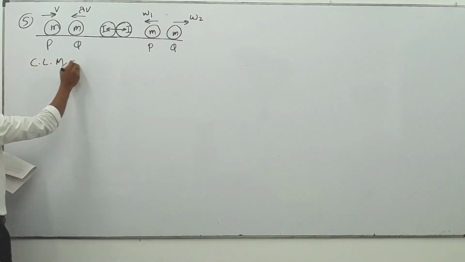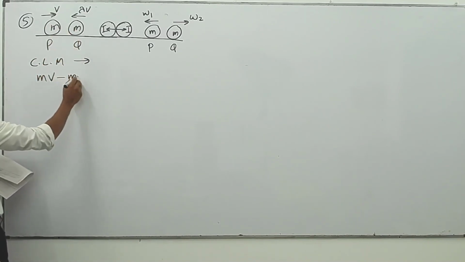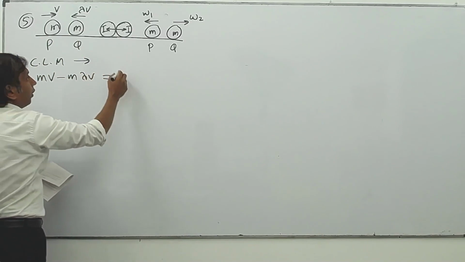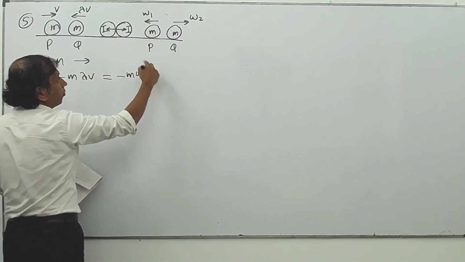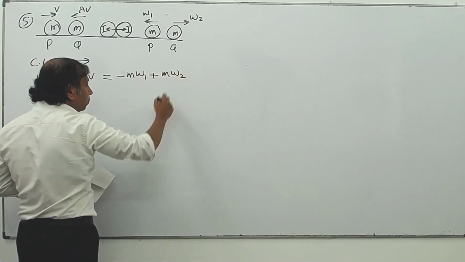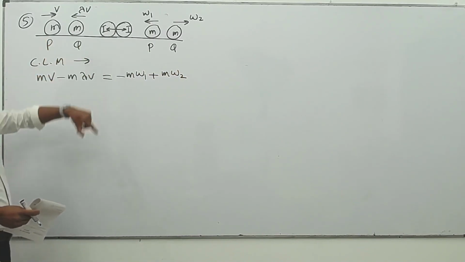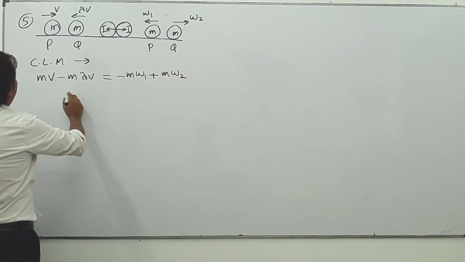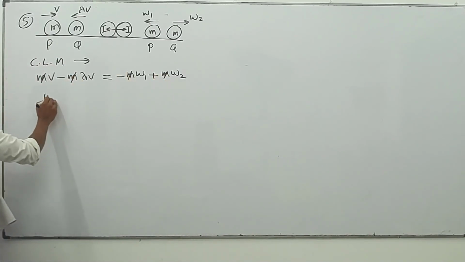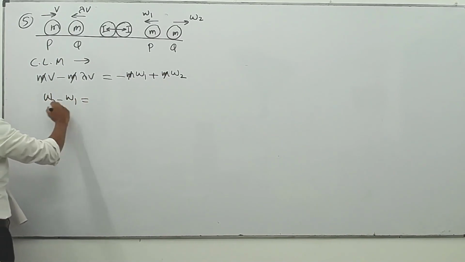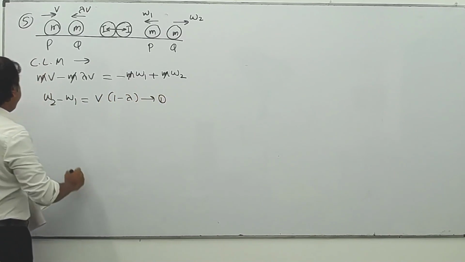Conservation of linear momentum, we apply rightward. mv, but this is minus, no? M lambda v, right? This also minus m w1 plus m w2. We apply CLM rightward. Leftward momentum therefore negative. Then we can cancel down this m. Then we get w2 minus w1. Take this v out. 1 minus lambda, number 1.